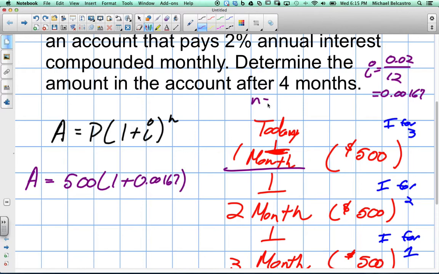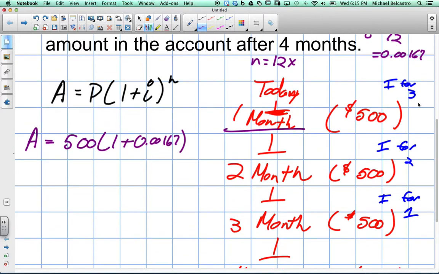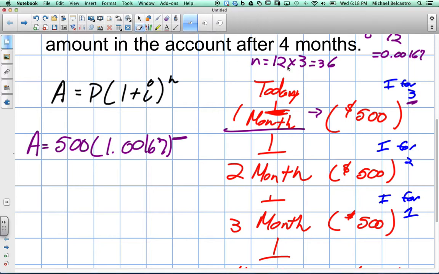And n is technically how long it's in for times the compound period. Well, we know the compound period for this one is 12. How long is this in for? Well, our first version is only in for 3. So it's n times... okay, sorry, actually, it's not n times 3, or 12 times 3. Our n, because we usually say 12 for the number of months in a year, right?